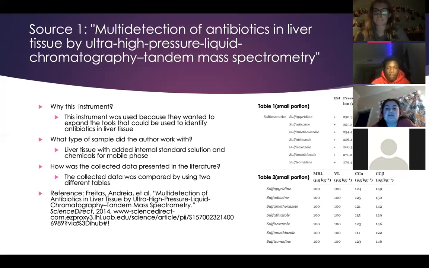Some important highlights of this experiment are the proposed method allows to determine 39 antibiotics in liver simultaneously, and the present method is a huge improvement for laboratories involved in food safety control.